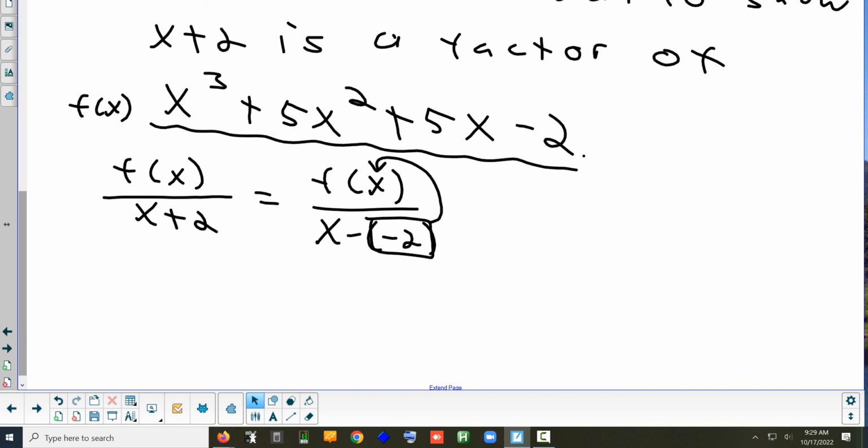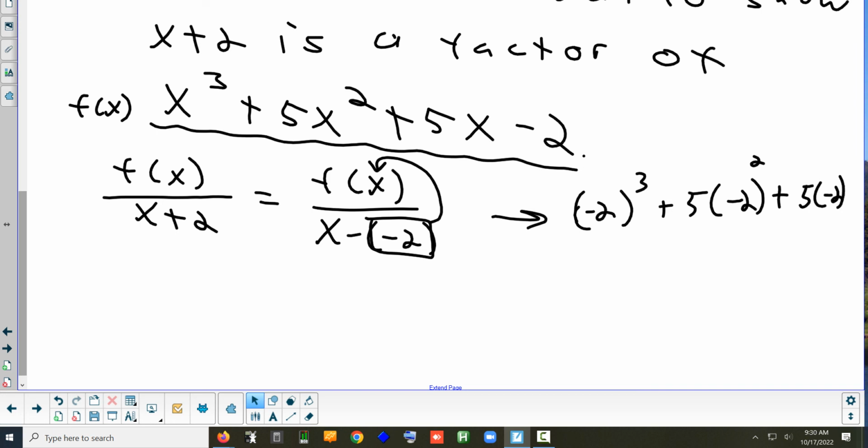Okay, so let's do it. My remainder: fill in -2. -2 cubed plus 5 times -2 squared plus 5 times -2 minus 2.